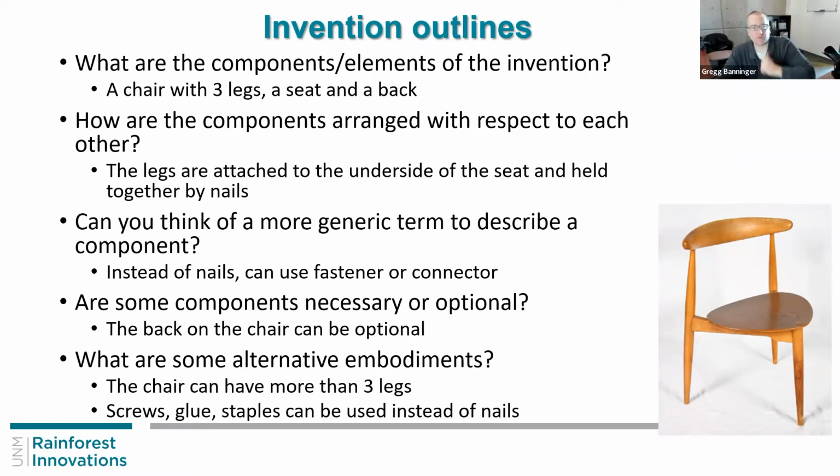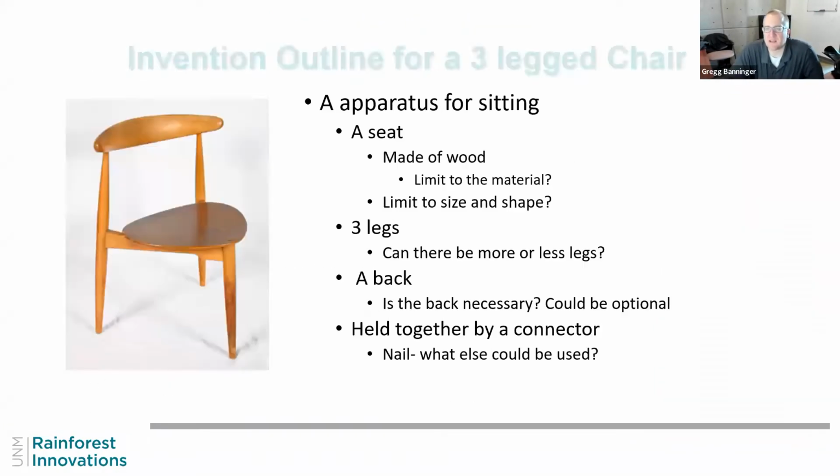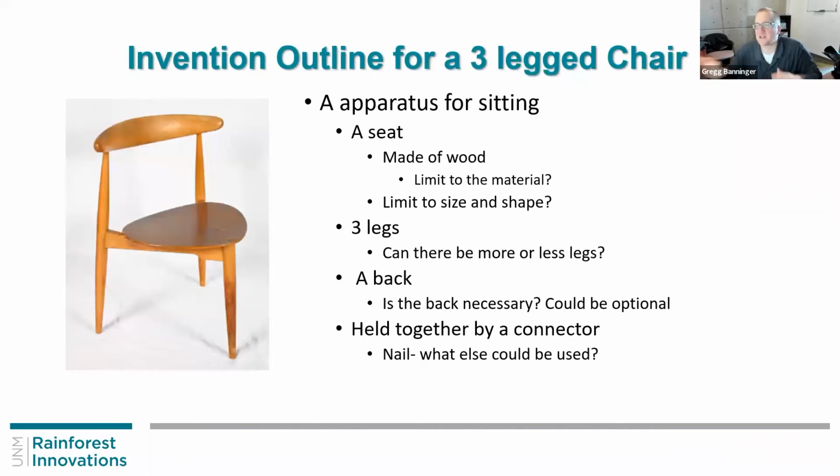If you go through this process with your invention, you come up with an outline of what a claim might look like: an apparatus for sitting. And what are the components? A seat, 3 legs, a back. And then I tend to just take notes. What is it made of? This one's made of wood, but there's probably no limit on the material. So in a patent, you would have a whole bunch of different materials in there.